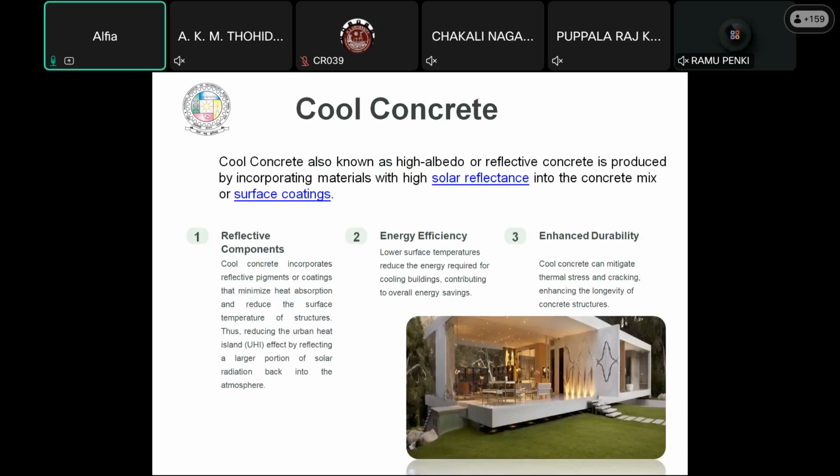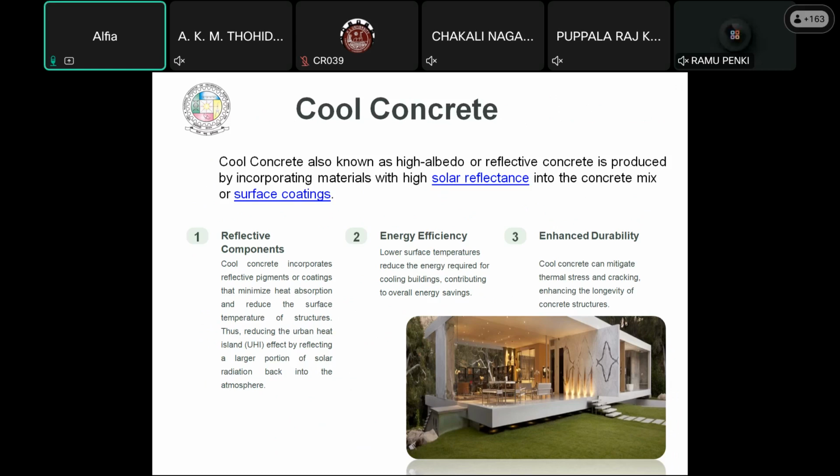Then we have another type of concrete, that is cool concrete. These concretes are also known as high albedo or reflective concrete, and are produced by incorporating minerals with high solar reflectance into the concrete mix, or by surface coating on the concrete. So we add reflective pigments in concrete, or we apply a coating on the surface of the concrete. These have the property that they reflect the solar radiation back into the atmosphere. It does not absorb the heat.